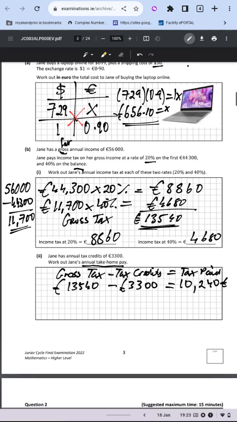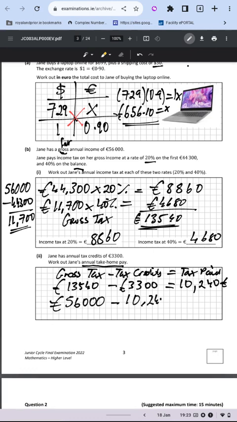I want to work out the take-home pay. There's no USC or anything mentioned in this. So it's just 56,000, my gross income, minus my tax paid. That'll give me my net income, or my take-home pay, €45,760.